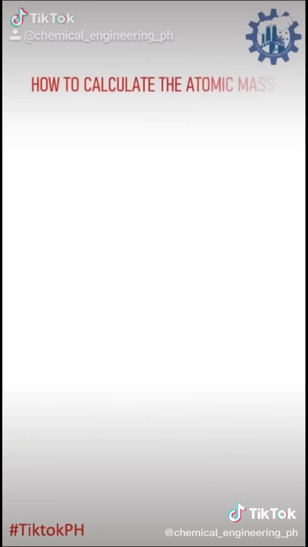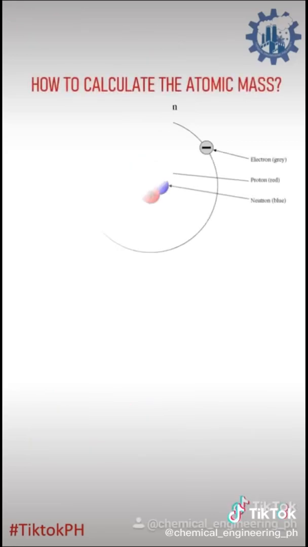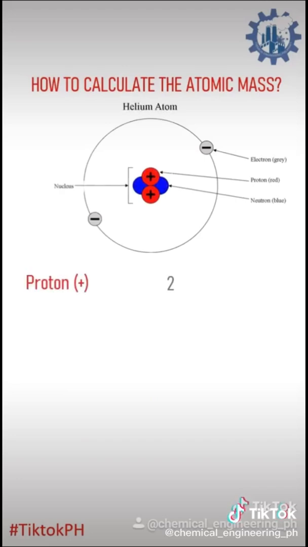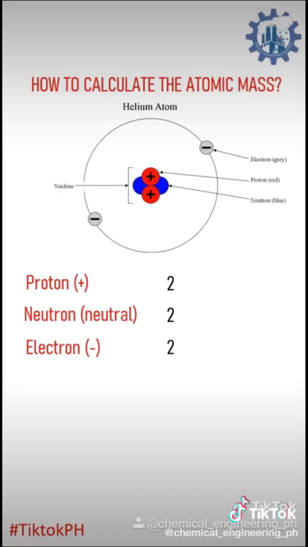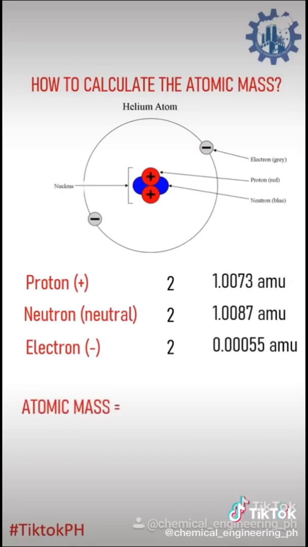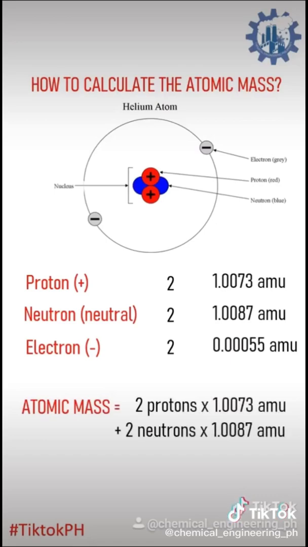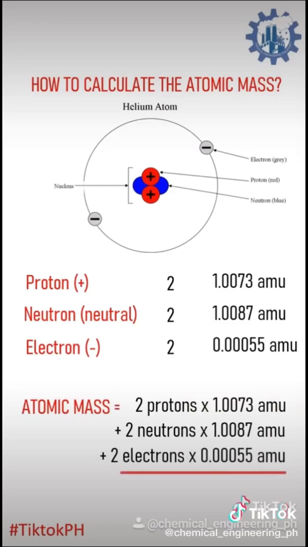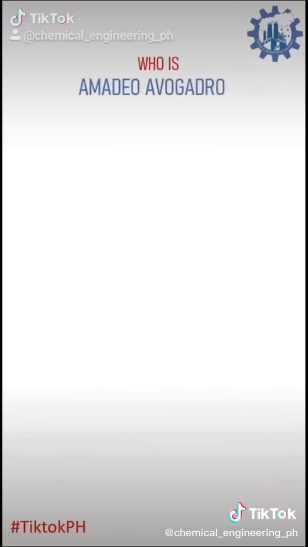But how do you calculate the atomic mass? Have a look at this example for the helium atom. It contains 2 protons, 2 neutrons, and 2 electrons. Looking back at the equivalent atomic mass unit of each, we are going to calculate the atomic mass: 2 protons times its atomic mass unit, 2 neutrons times its atomic mass unit, and 2 electrons times its atomic mass unit, which is equivalent to 4.0331 atomic mass unit.